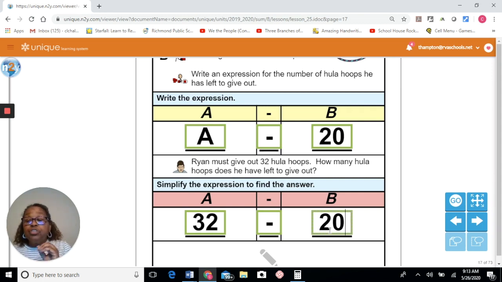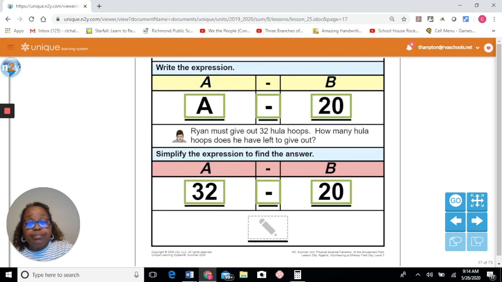All right. So our expression started with A minus B. We use the operation subtraction because it says, how many does he have left? That means that we must subtract. So at first we didn't know what A was, so we used A minus 20. Then we were given how many hula hoops, which was 32, and we replaced A with 32. And we used the B, which we always knew was 20. So 32 minus 20. And now all we have to do is solve the expression.